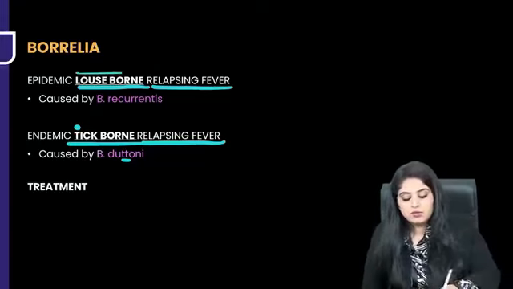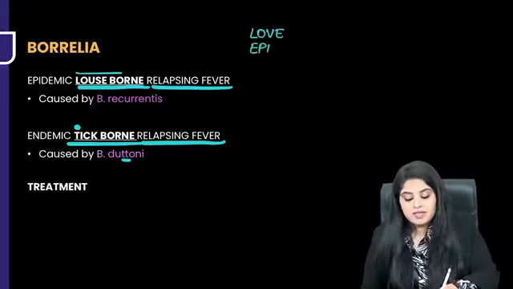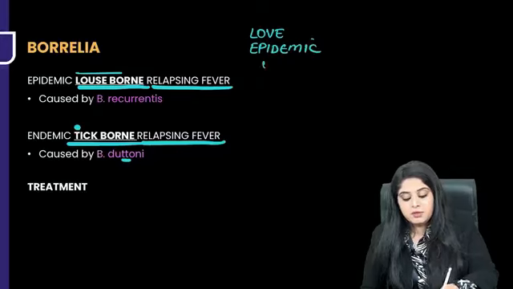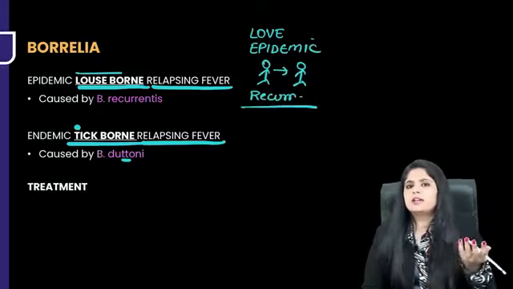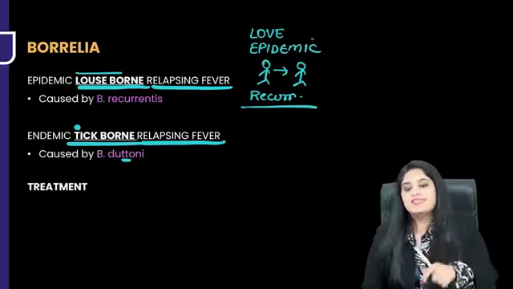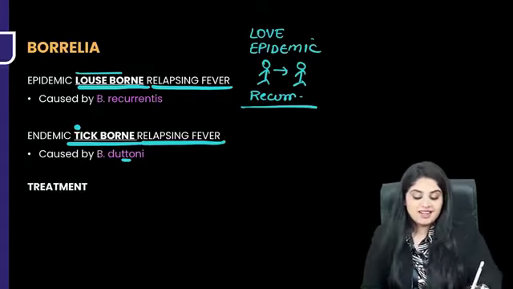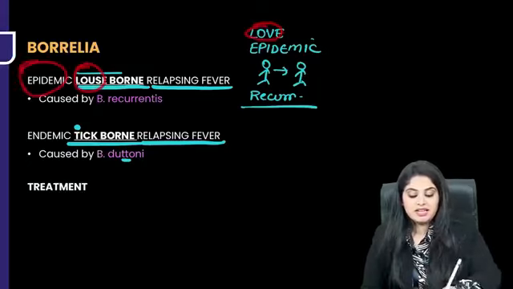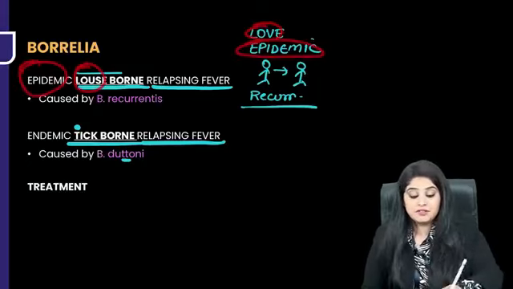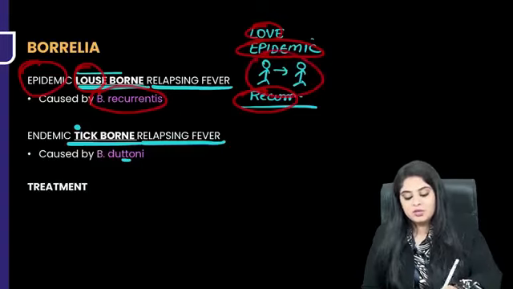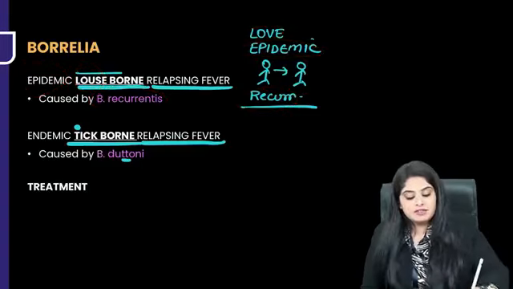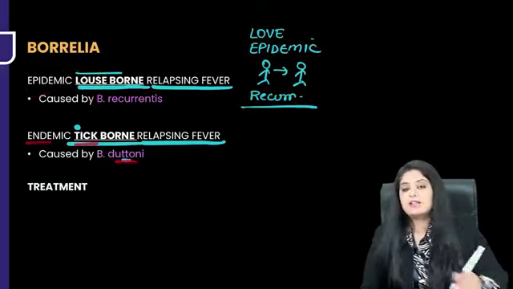So dekho, louse sounds like love, and this is a very famous first aid ka USMLE mnemonic. Love is going to spread like an epidemic between whom? It is going to spread between human to human, and love should be obviously something that should happen again and again. You should again and again fall in love with the same person. Okay, so having said that, that love for louse, it is going to spread like an epidemic. So it is the epidemic relapsing fever again and again with the same person, that is Borrelia recurrentis, and human to human is how it is going to occur. Whereas tick-borne mein Dattoni aayega, and that is going to be endemic.